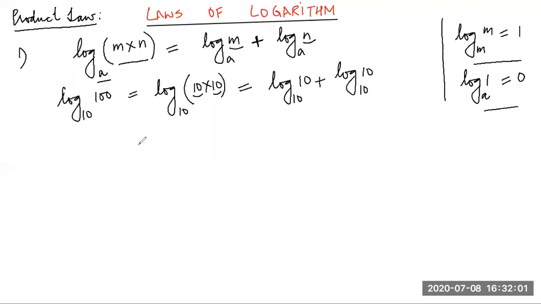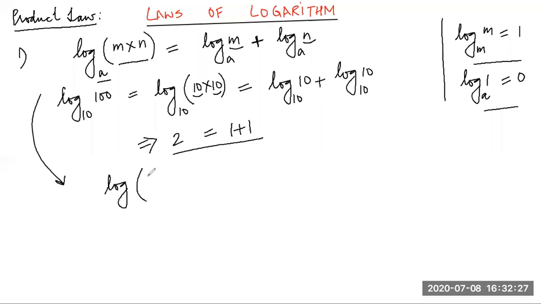Now students, you know by intuition what is log of 100 to the base 10? We have done yesterday. Log of 100 to the base 10 is 2. And log of 10 to the base 10 is 1. 1 plus 1 is 2. Left hand side is equal to right hand side. This formula is correct. Similarly, this formula can be extended, students.